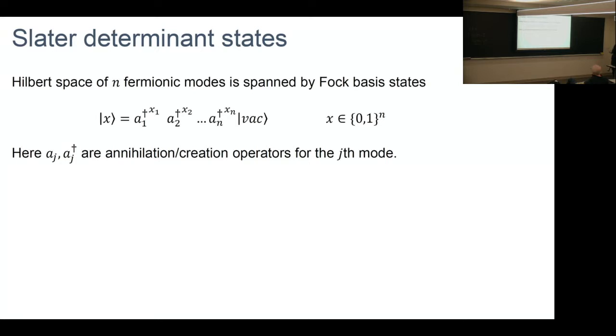Okay, so what is a Slater determinant state? First of all, the Hilbert space of n fermionic modes is a 2 to the n-dimensional space. It's the same Hilbert space as that of n qubits. Okay, so everything is in an n-qubit space. It's just that we're now writing things in terms of different operators. So if you like, you can just think of the basis states as being labeled by bit strings again. And we have these operators that create or annihilate a 1 in a certain position.